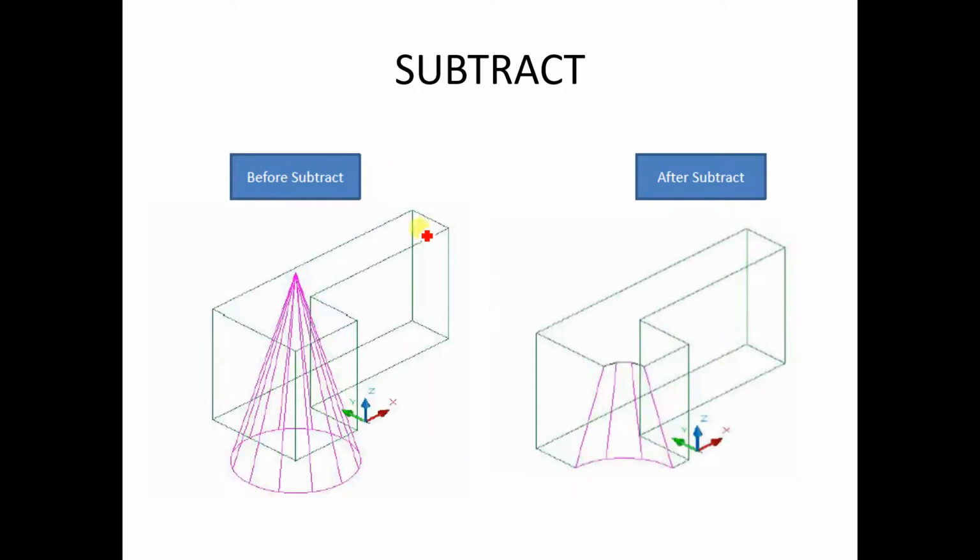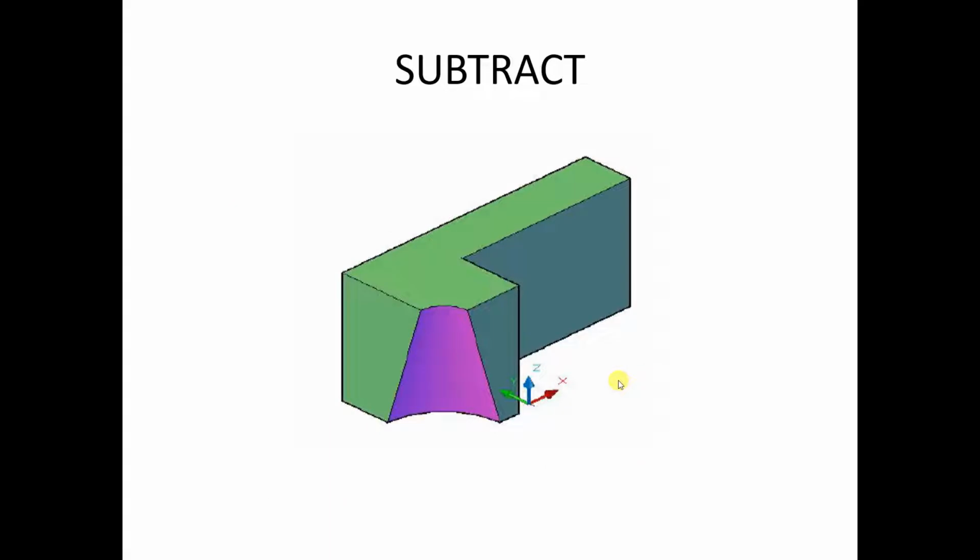Next, subtract. This is an L shape prism and a cone. From the L shape prism the cone is removed, that is subtract. After the subtract, the object will look like this in the wireframe model, and like this in the conceptual view drawing.